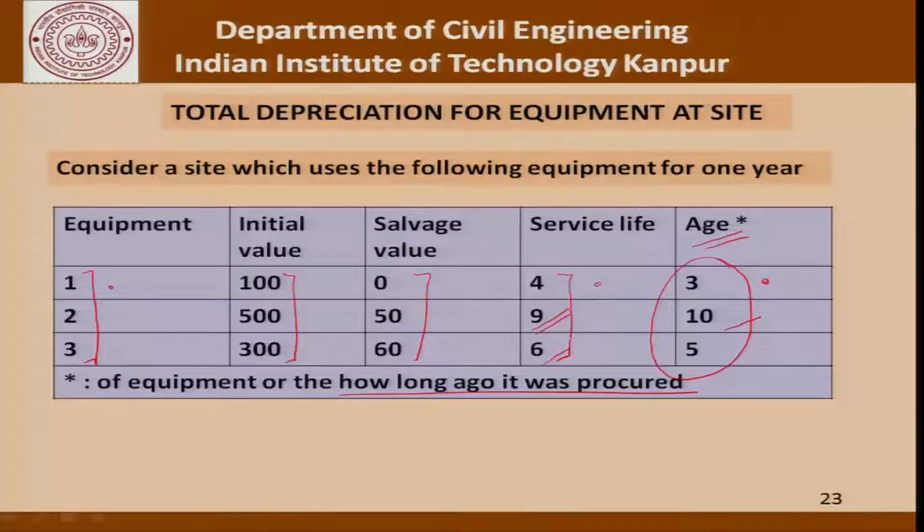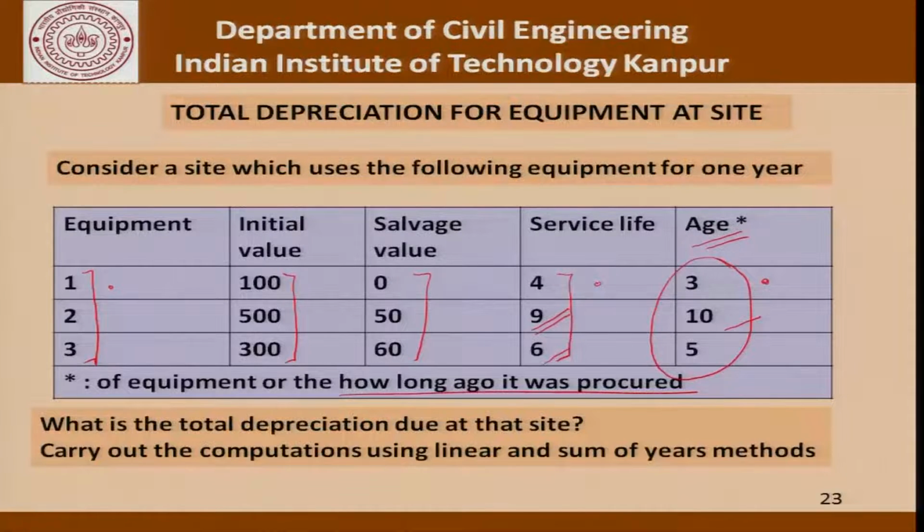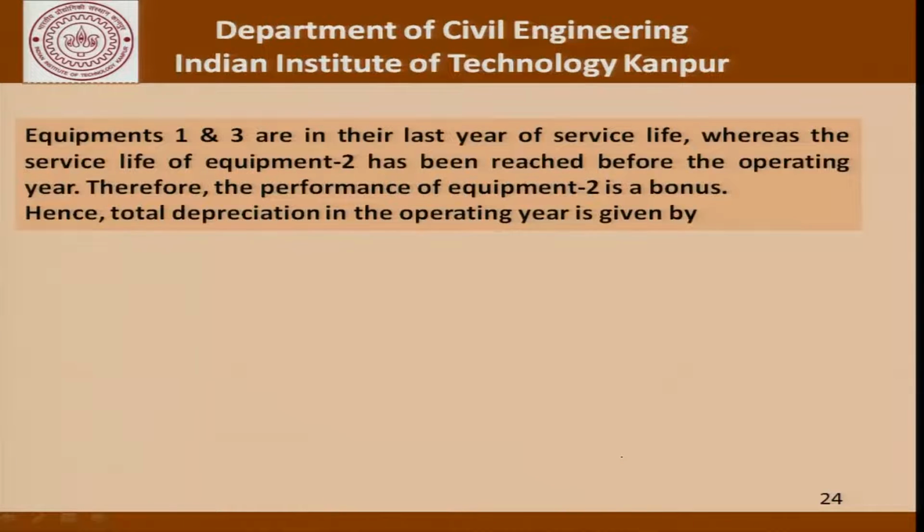So, if we want to do this discussion in terms of the linear and the sum of years methods, let us try to see what happens. Equipments 1 and 3 are in their last year of service life. Service life of equipment 2 has already been reached before the operating year, being the year in which it was used at this particular site. Therefore, the performance of equipment 2 is a bonus.